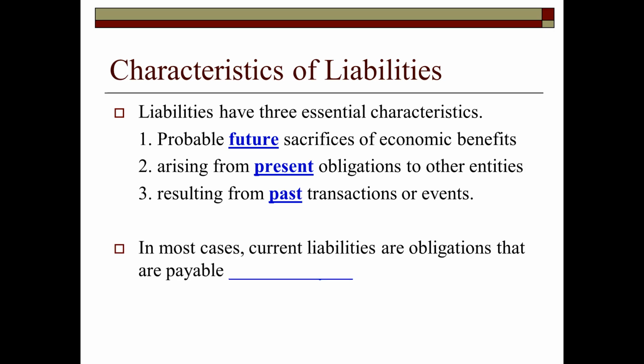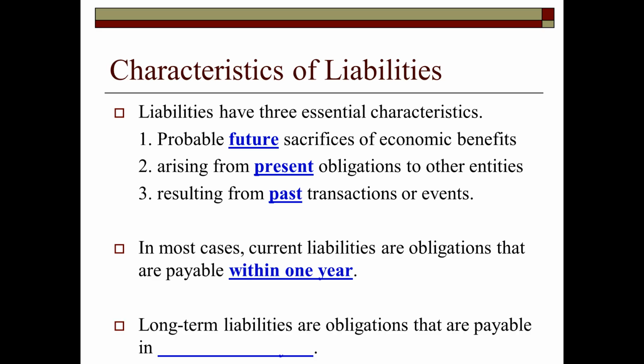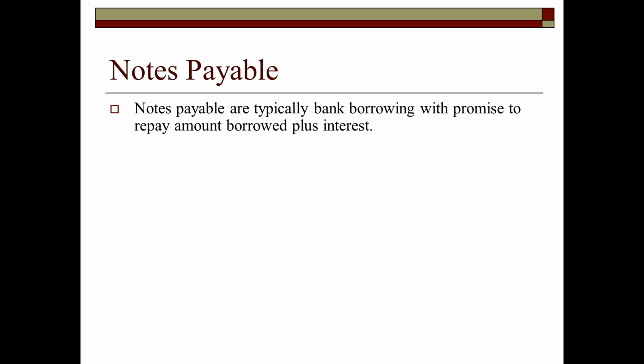In most cases, current liabilities are obligations that are payable within 1 year. Remember, something is current if it's 1 year or less. It's long-term if it's greater than 1 year. Long-term liabilities are obligations payable in more than 1 year, and we're going to deal with those in another short video on the pricing of bonds or issuing long-term debt. But in this video, we're focusing on short-term liabilities.